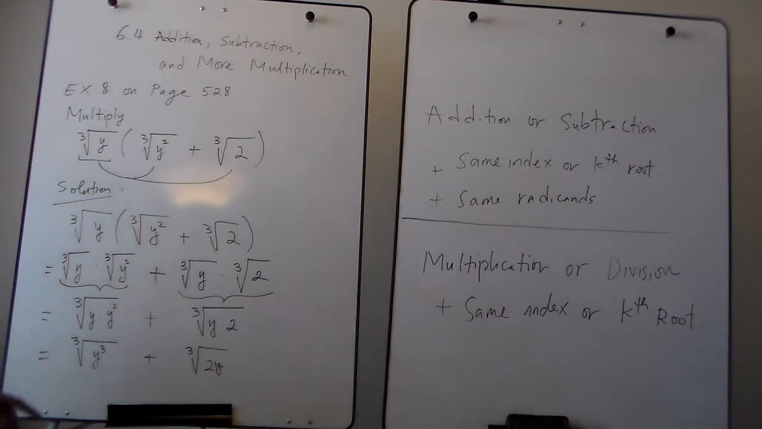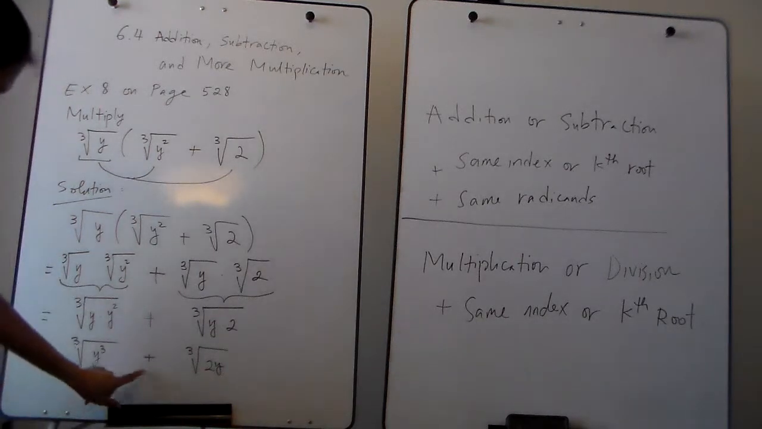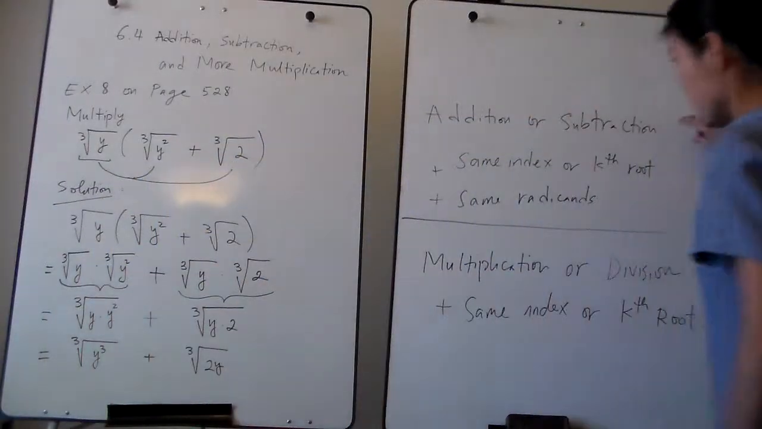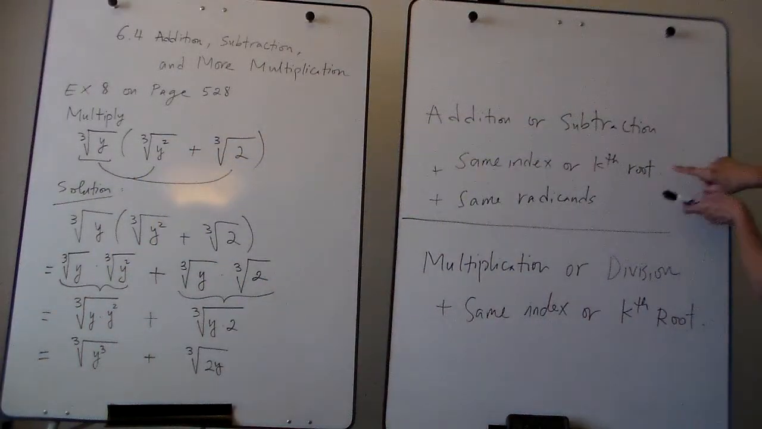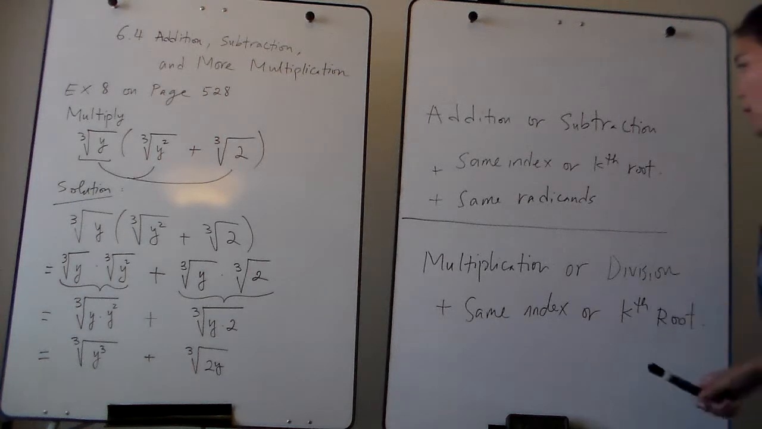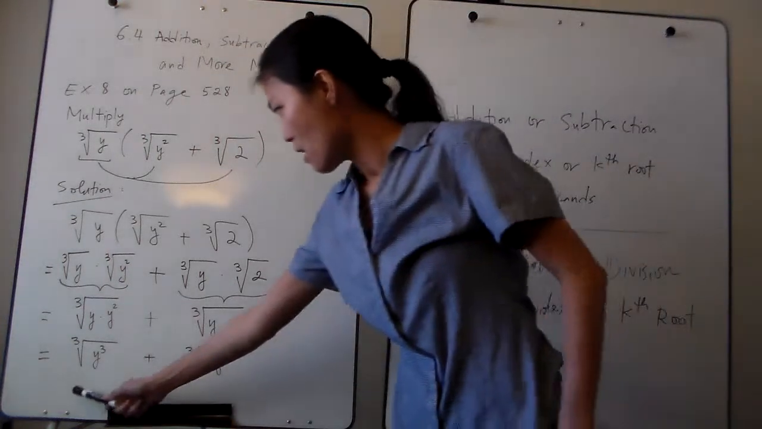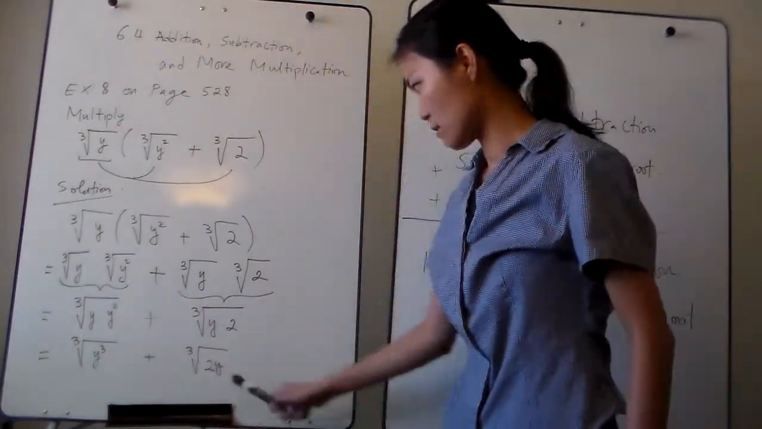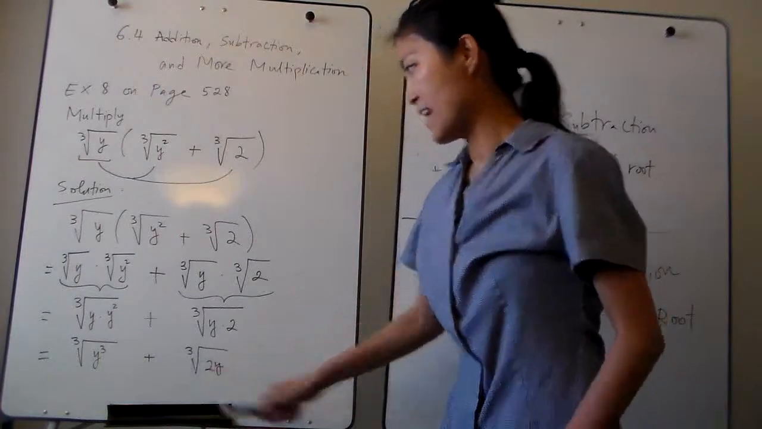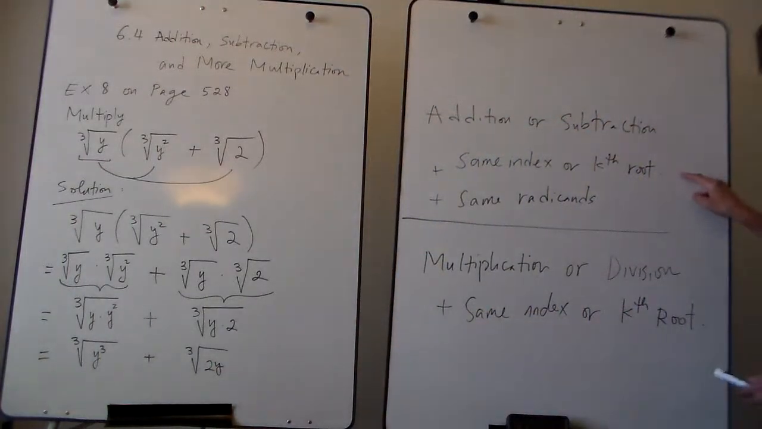Now we have two radicals. Now this is addition. For addition or subtraction, you need to check two conditions before you combine the two radicals. Do they have the same index, k root? Yes. This radical has 3 as the index. This radical has 3 as the index. So they satisfy the first condition.